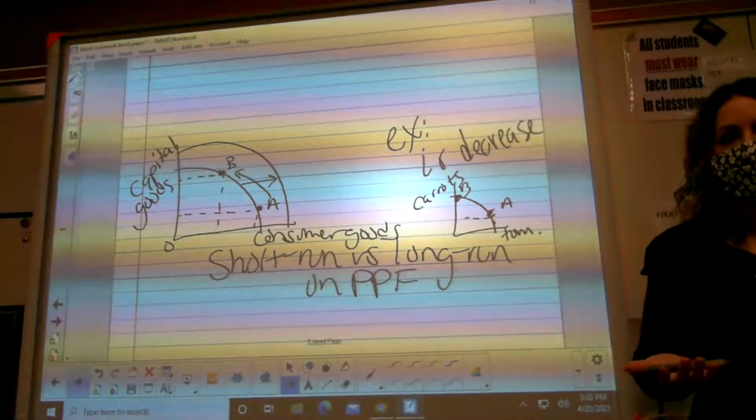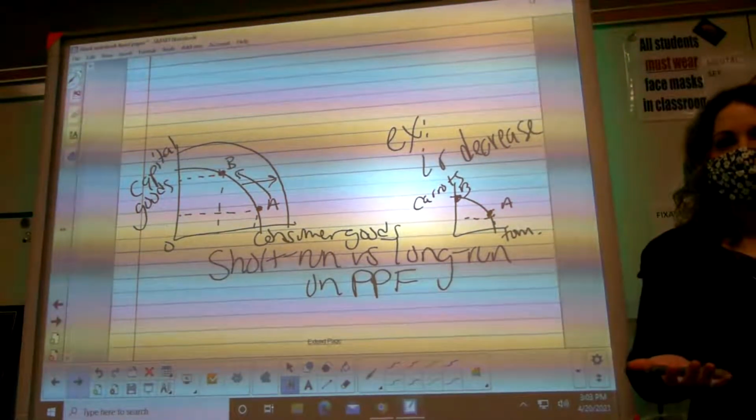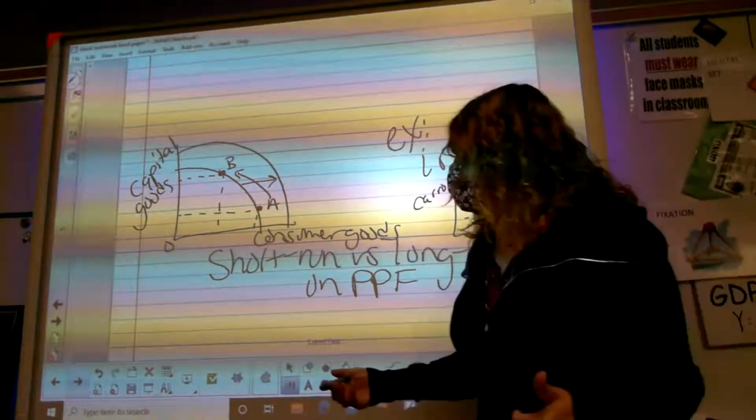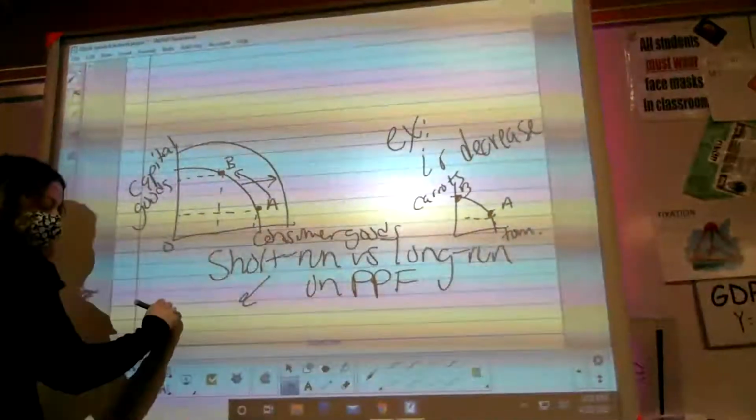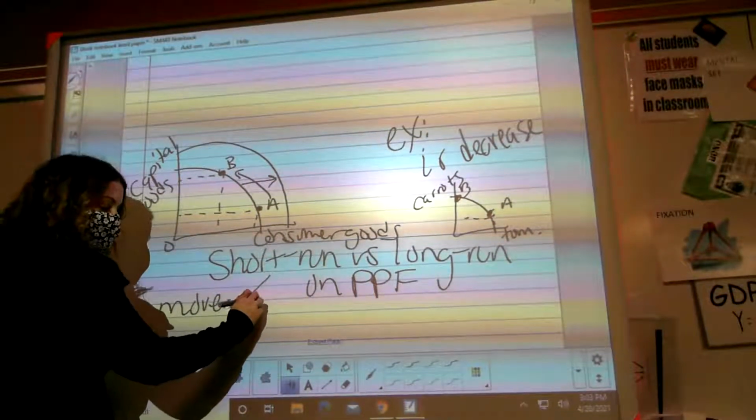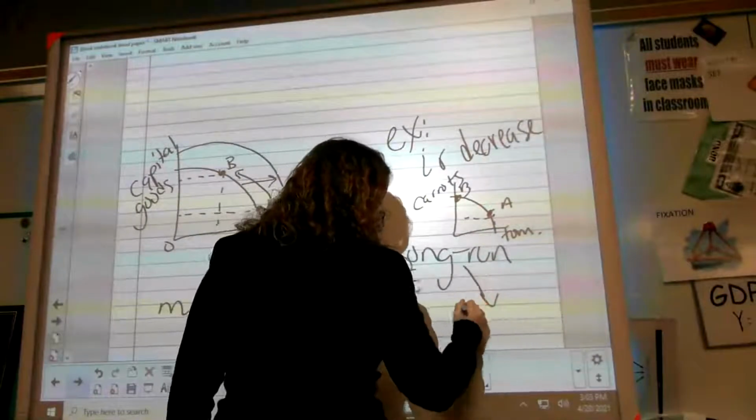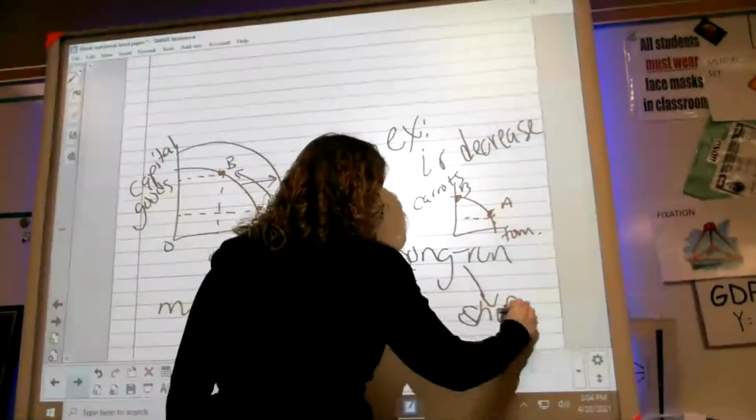Are the shifts and the movements both in a short amount of time? No, shifts happen over time, that's a long run. So in the short run, typically on a PPF curve, it's going to be movements. And long run is the shift. Yes, because that's the effect of the movement. So it's going to be a shift.